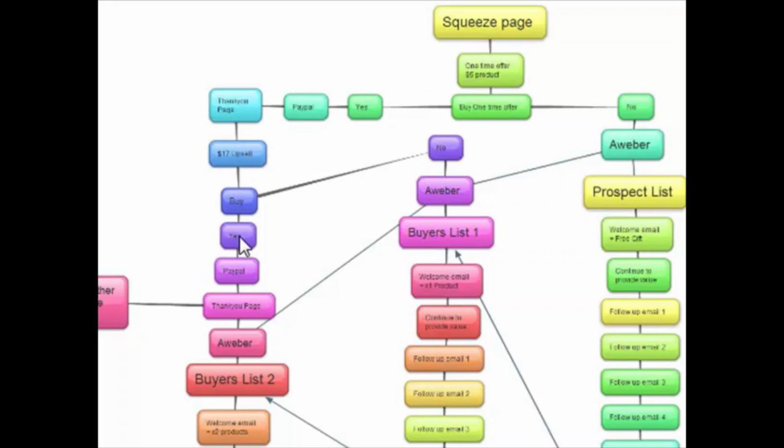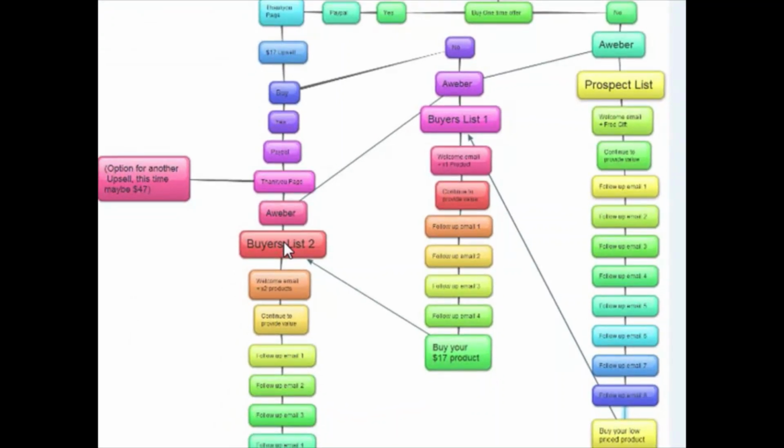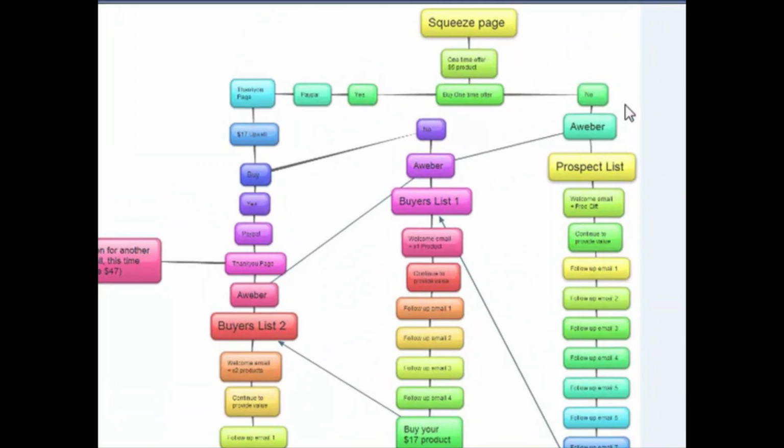You then put them on your buyers list number 2, because they've just purchased both products and they are a very valuable customer. If they don't buy the $17 upsell, which some won't, then you just put them on buyers list number 1, because they've still purchased your one-time offer. Of course, if they don't even buy your one-time offer, then you put them on your prospects list, which is exactly what you would do anyway, and you just follow up with them until they decide to make a purchase.